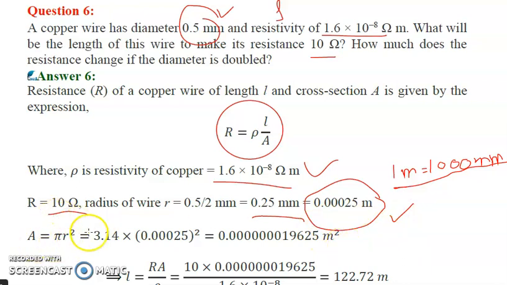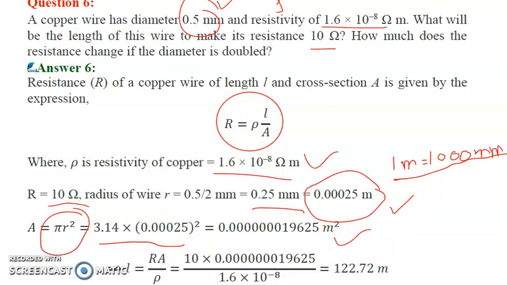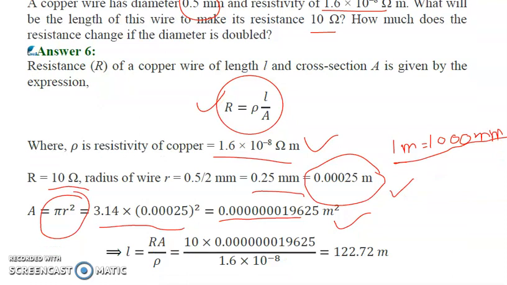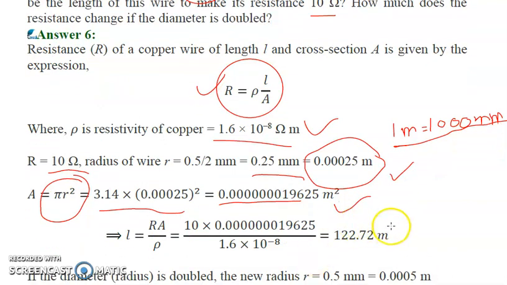The cross sectional area of a circle would be pi r square. The radius has been already found, so this will be the cross sectional area. When you put all these values in this equation, the resistance is 10 ohm, rho is 1.6 into 10 raised to minus 8, L is to be found, and the cross sectional area we have already calculated. So when you put all these values in the equation, you will easily get the length as this. Just take care of the calculation of this question. The calculation part is a bit tough, so be careful with that. Rest all is fine. It is a direct formula based question.